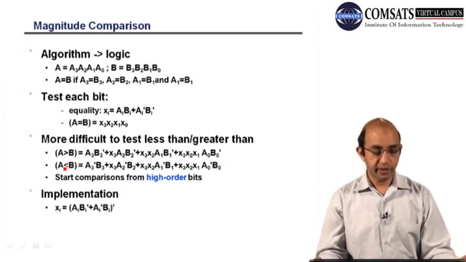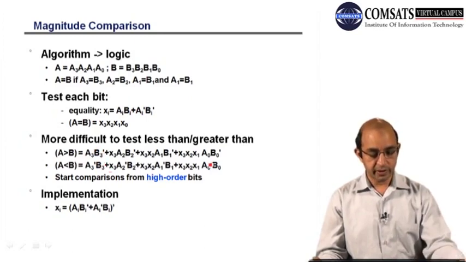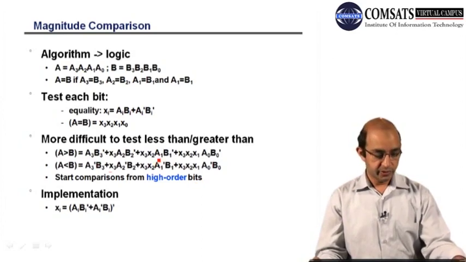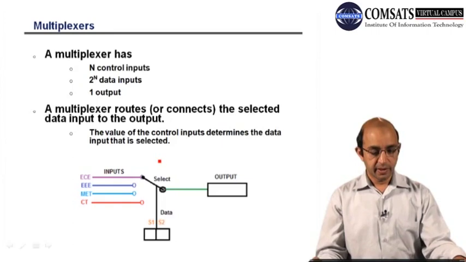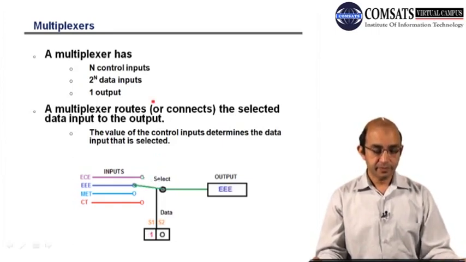And if I talk about a less than b, then we have a3 bar b3 plus x3, where now we are taking the complement of a's. Here we have b's, and here we have a's complement. So you can see that this is the algorithm which we can use whenever we talk about magnitude comparison. And then multiplexers.